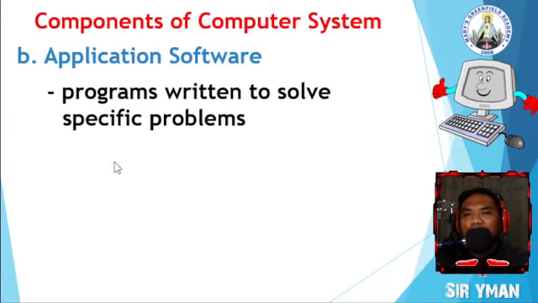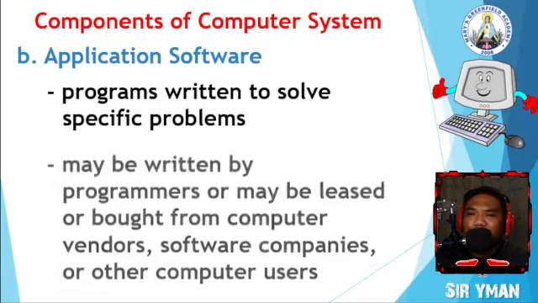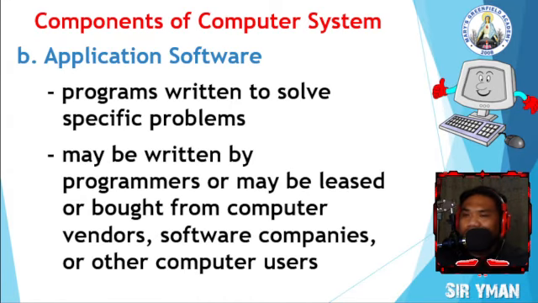So these programs, pwede siyang ma-list, or bought from computer vendors, software companies, or other computer users. So ito yung mga binibili na. Okay? Actually, binibili rin yung OS. So ito naman, individual yung pagbili. Okay, for us to be able to understand more about application software, we're going to give examples, kasi actually they have different classifications naman ng application software.